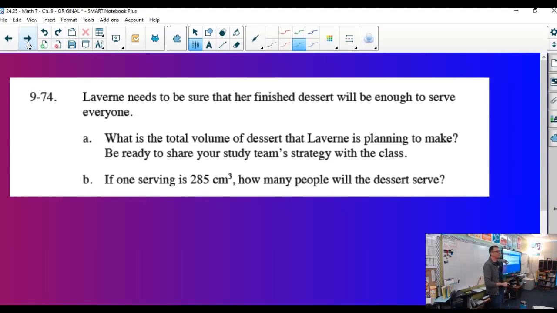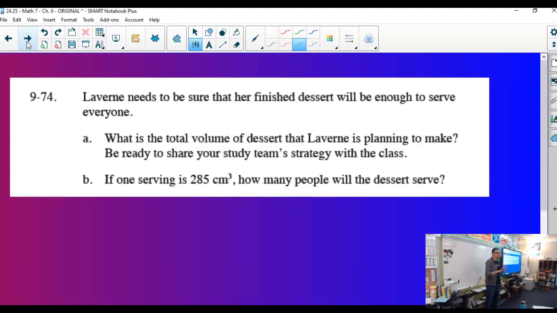But if one serving is 285 centimeters cubed, how many people can eat this cake? I want you to talk with your partner because we haven't necessarily done everything we need to be able to solve this, but you have all the information you need.